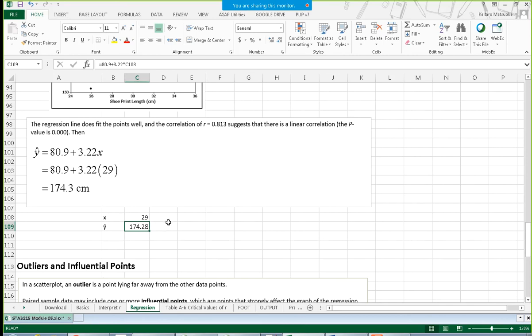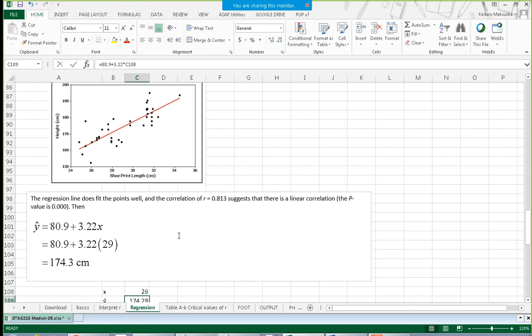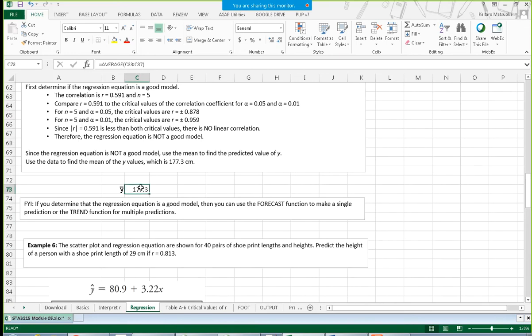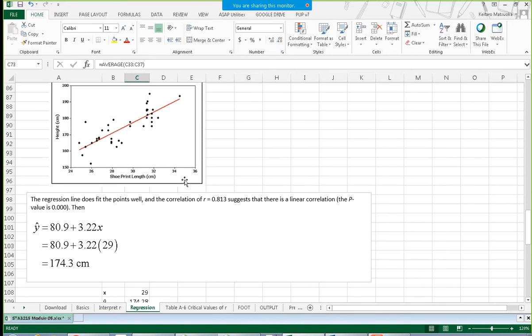So for predictions, you have to do a manual calculation in Excel. Okay, so there's no function for that. So here's how you do the y hat predictive value with a good model, not a good model.